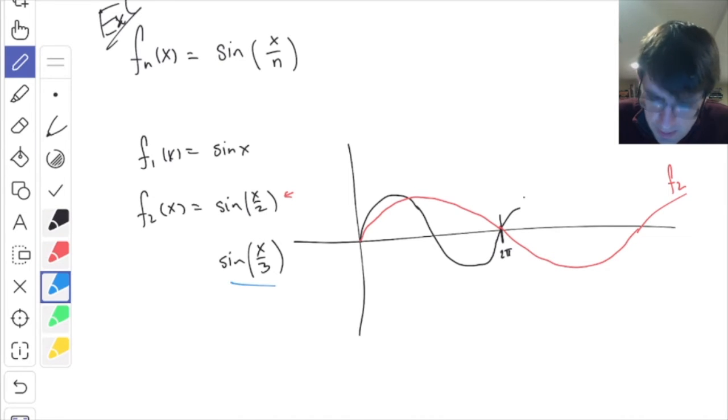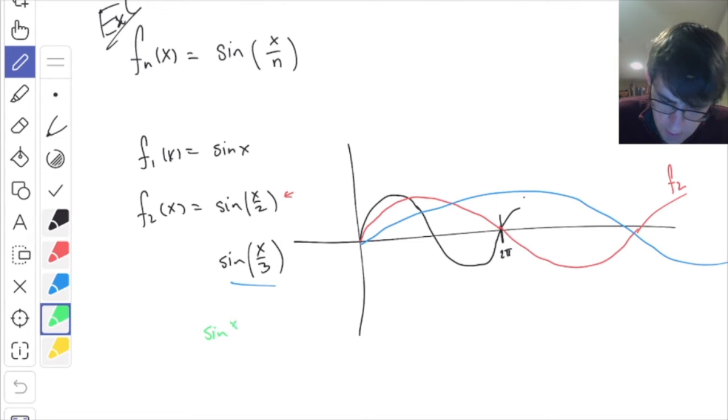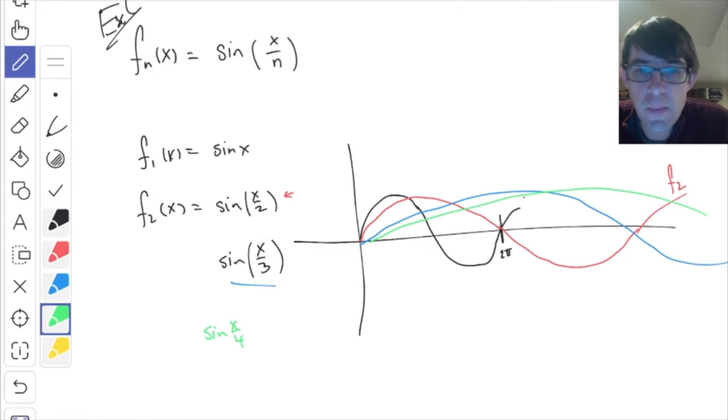What about this one here? I'll do it in blue. This will be stretched out by a factor of 3, so it'll go out even further, like that, right? And so on. The next one, if I did sine of x over 4, f4, it gets stretched out again even further. Every time, the graph stretches out even further.